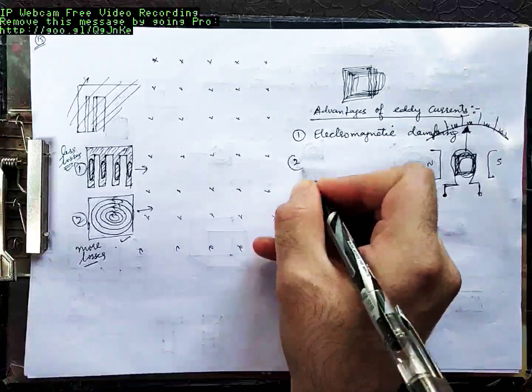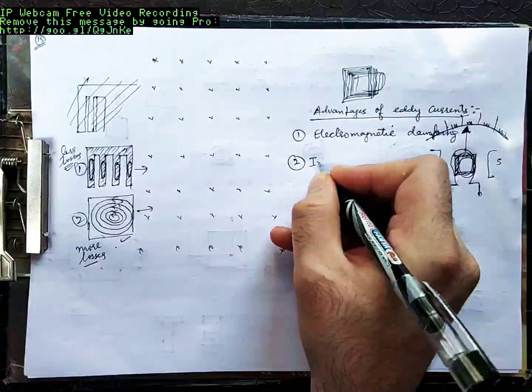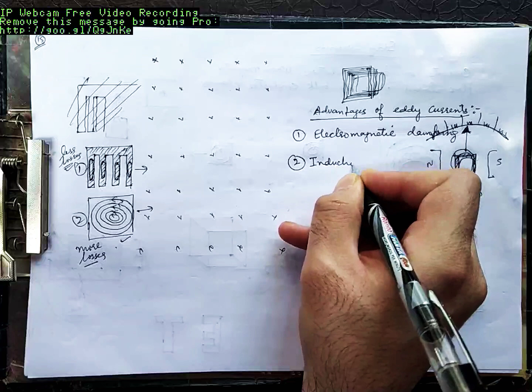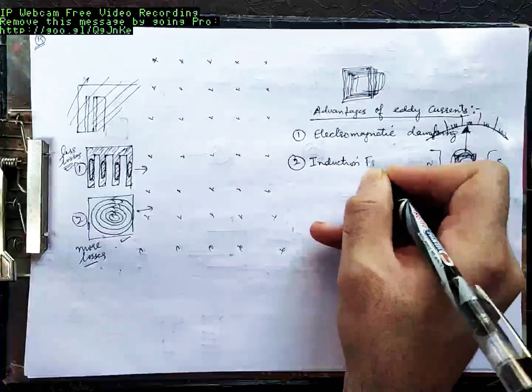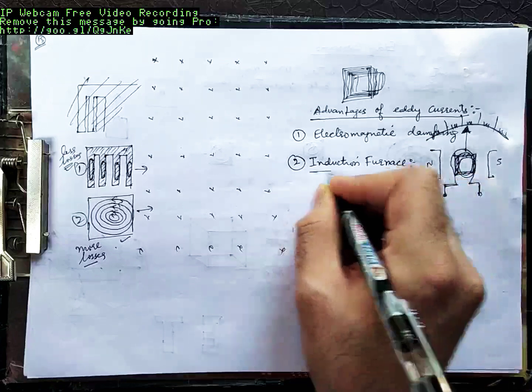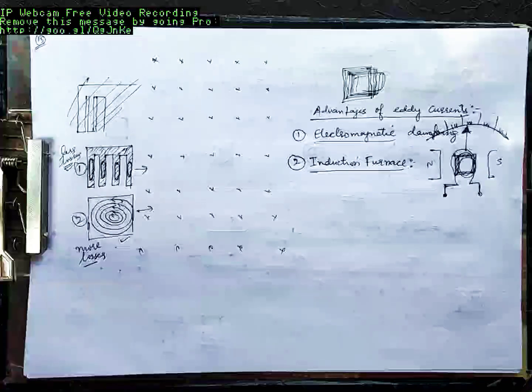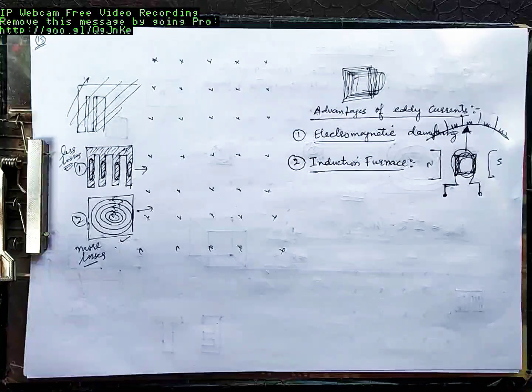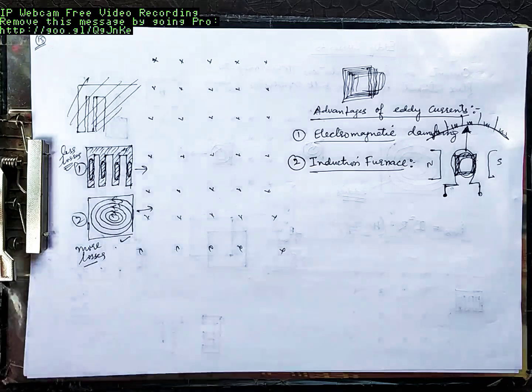Second is induction furnace. In induction furnace, what we do, we basically use the concept of eddy currents to melt the material. Sometimes you want to produce alloys, you have to melt the materials, but you don't want impurities to get into them. How can you do that?